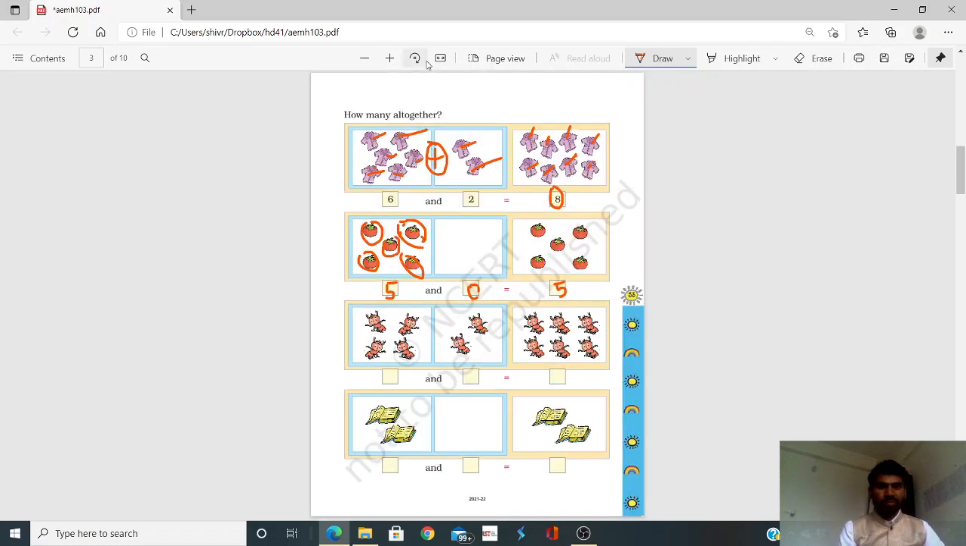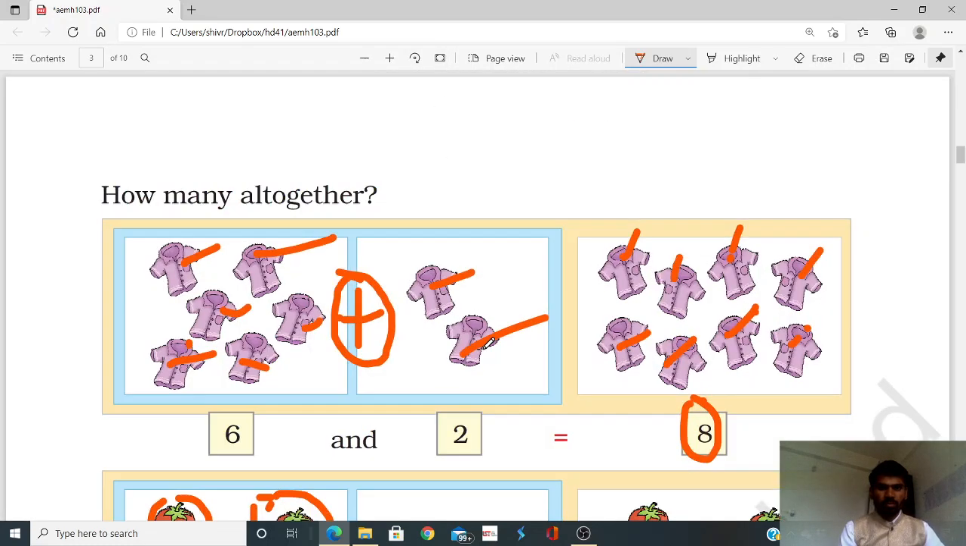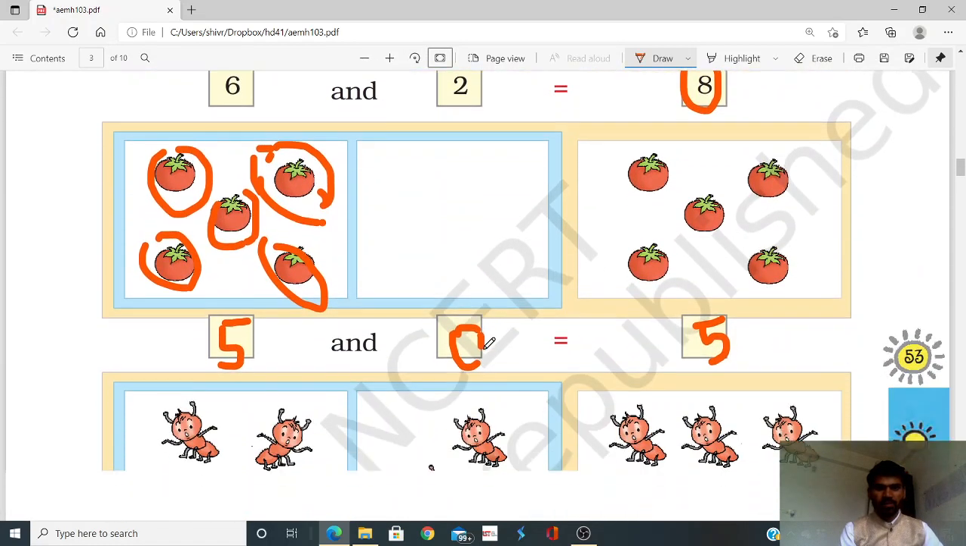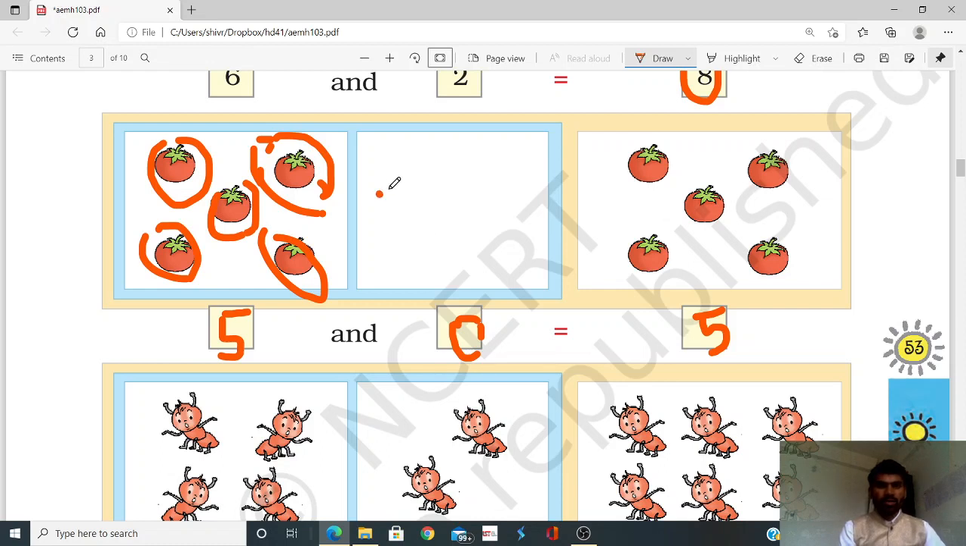5, right? 5 plus 0 is equal to 5. Okay, in this box nothing means there is 0. When we add 0 to any number, that means the number will stay the same.